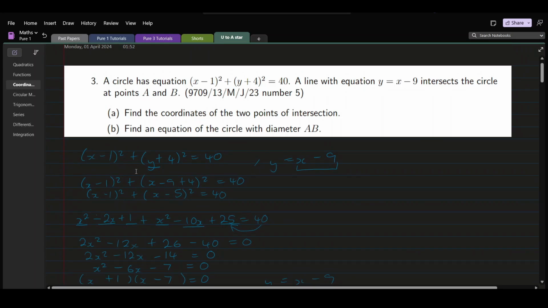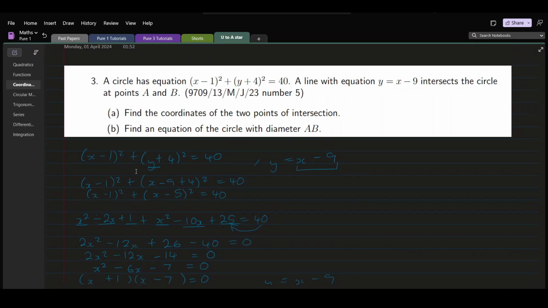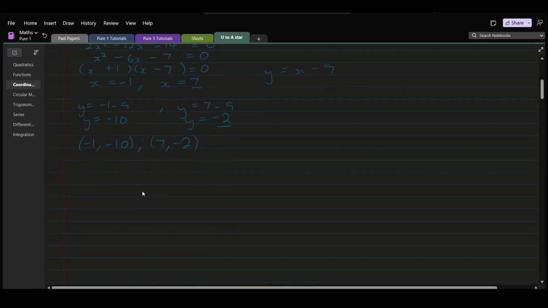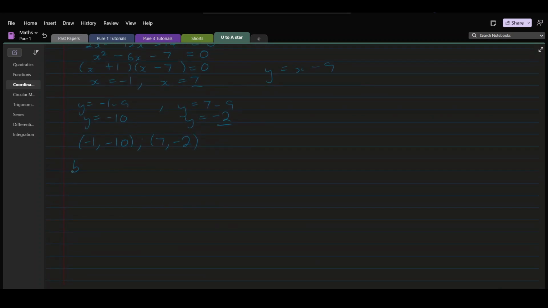Part B, find an equation of the circle with diameter AB. Okay, so for B, we're going to say that this set of coordinates will be A. So A is negative 1, negative 10, and then B would be 7 and negative 2. Now let's sketch a diagram of our problem.